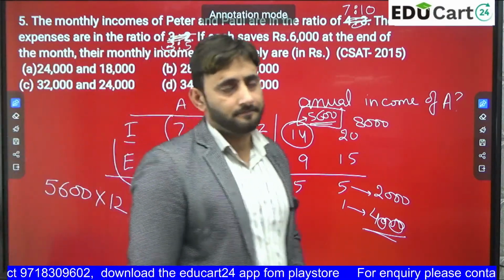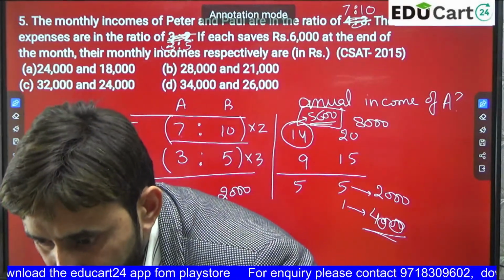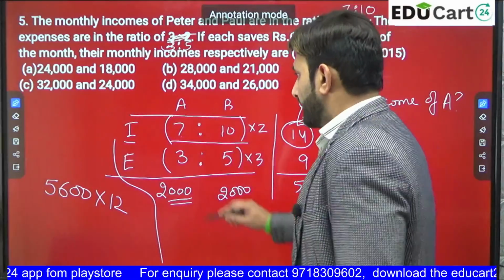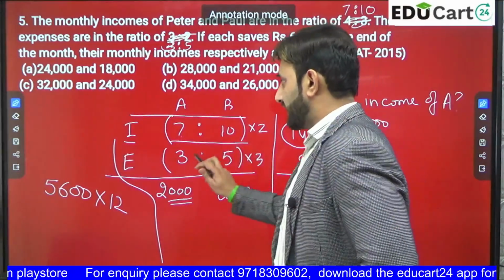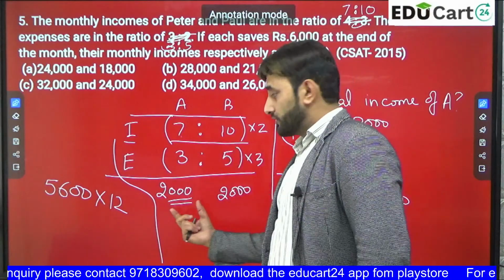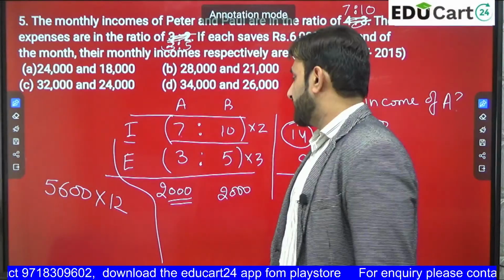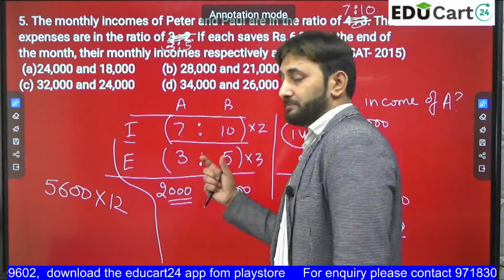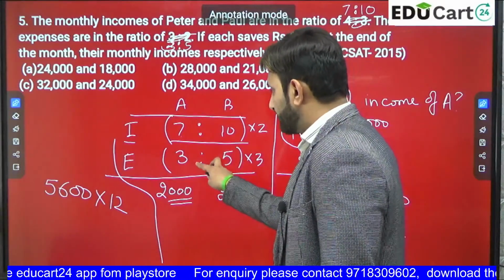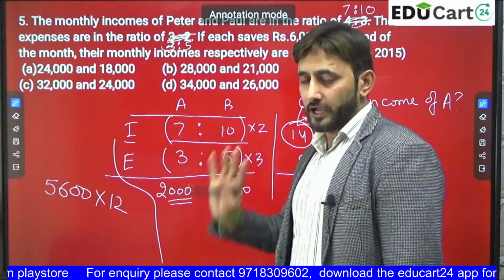Got it? I am repeating. Ratio of their incomes was 7:10. Expenditure ratio 3:5. Because their savings were equal, so what did we do? We make the difference of income and the difference of expenditure equal. So here the difference is 2, so multiply above by 2; here the difference is 3, so multiply below by 3. Reverse it. Okay?